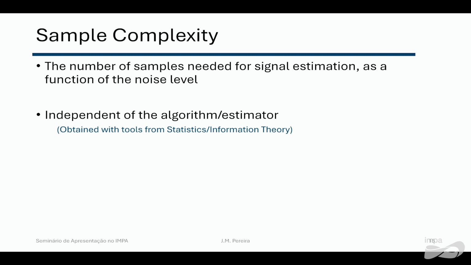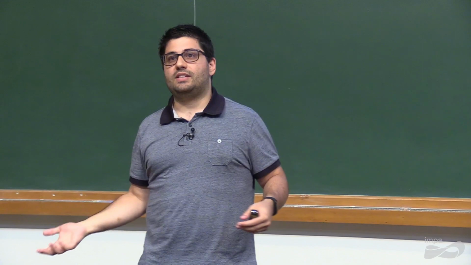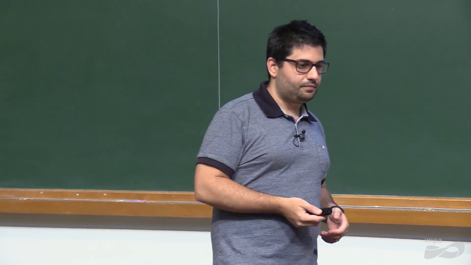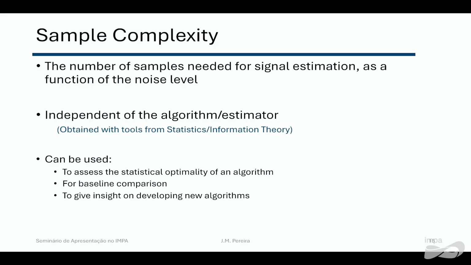And using tools like that, you can figure out what is the best error that an estimator can achieve for a specific statistical model. And so from the error, you can get a sense of the number of samples such that the error is less than something, and that number of samples is called the sample complexity. This sample complexity can be used to assess the statistical optimality of an algorithm. You can also use it for baseline comparison.